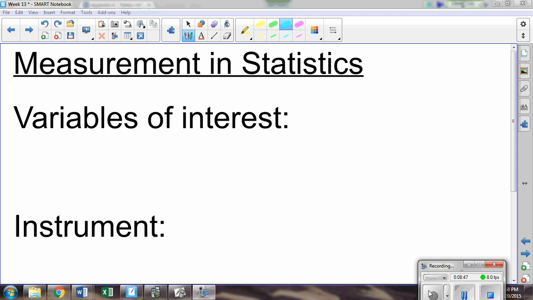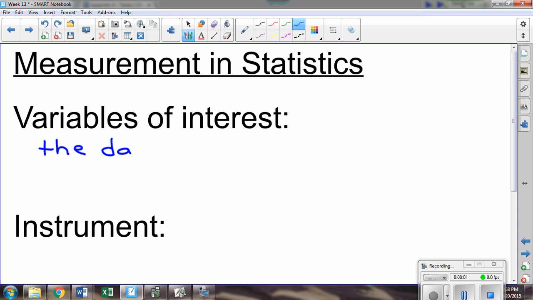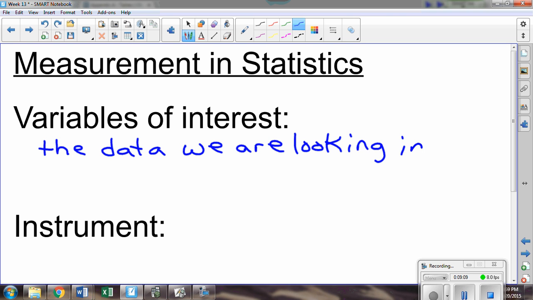Continuing forward, looking at measurement. All right, here's some more vocab for us to write down. Variables of interest, kind of straightforward. Informally, your variable of interest is the data that you're looking into. If you are curious about the number of texts a girl sends each month, well, the number that they send each month is the variable of interest.